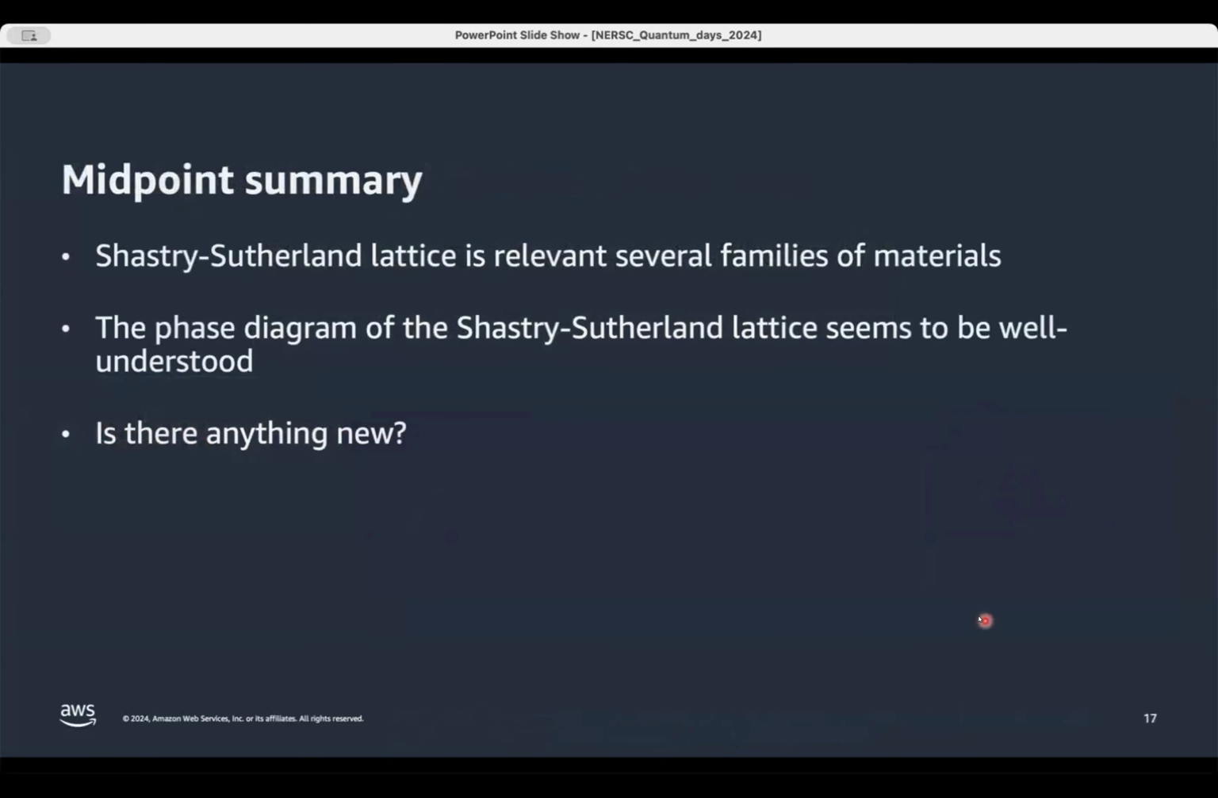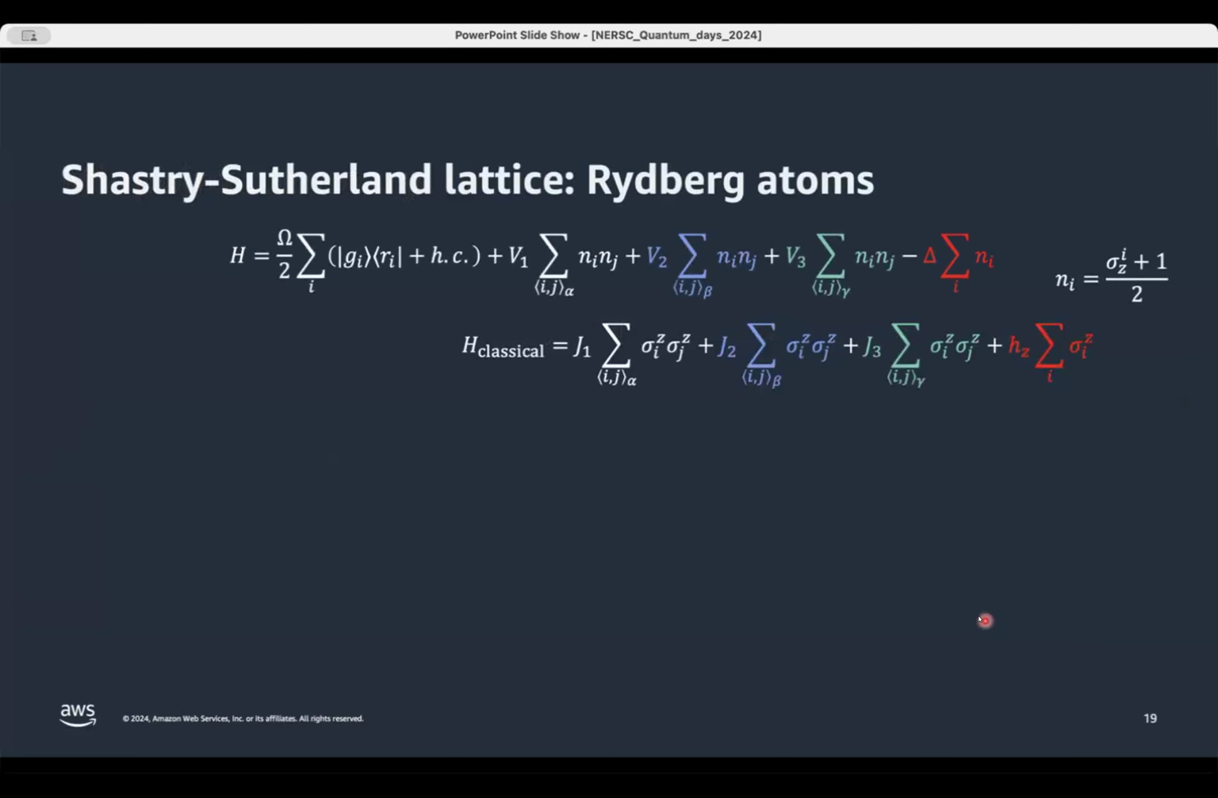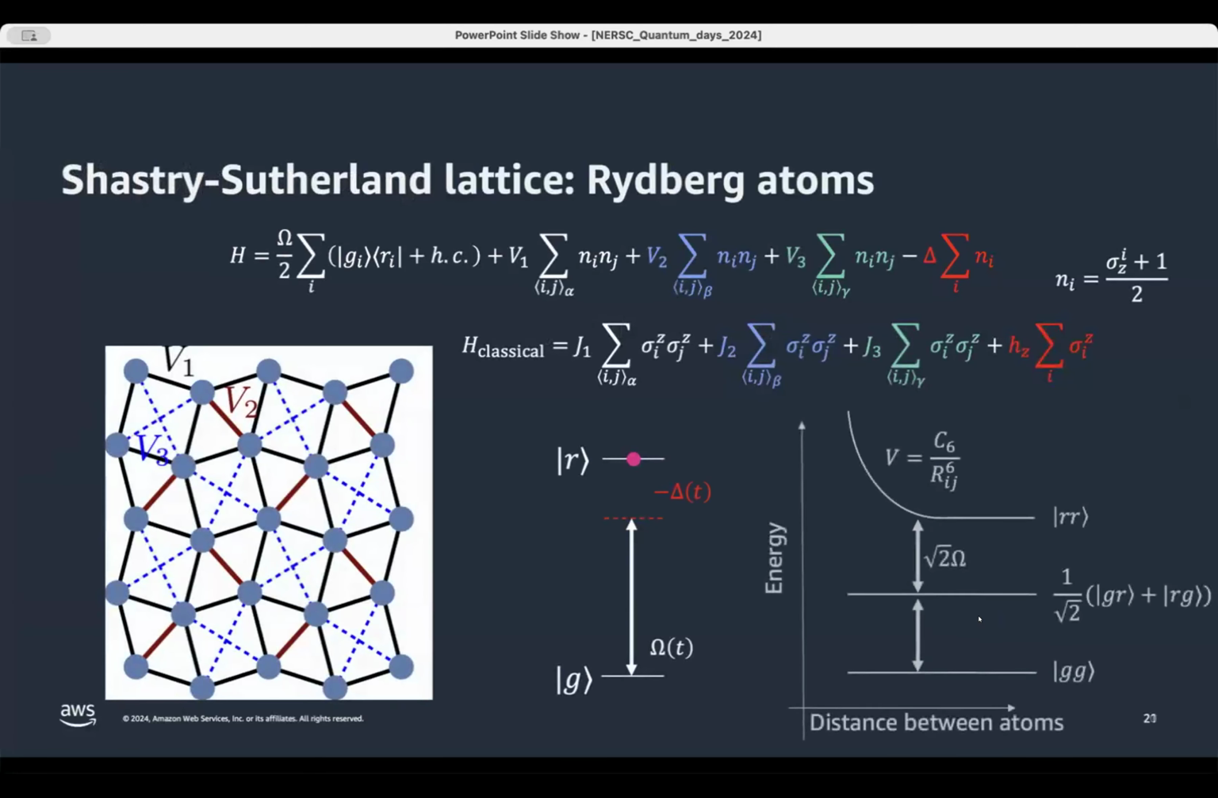Okay, so the midpoint summary. The lattice is relevant to several materials. But it seems that the phase diagram has been well understood. So what's the point? Is there anything new that we can do? And the answer is yes. So let me just show that now. Let me move a little bit faster. Okay, yeah, I think it's too busy.